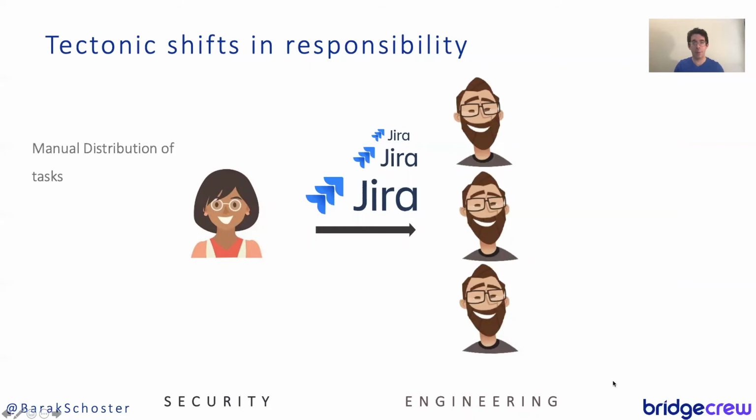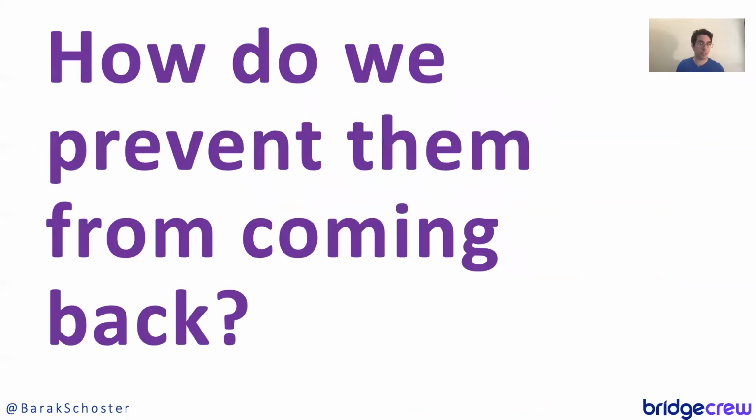So we have this Prowler report that we can take as security engineers to our DevOps across the different teams. And what we'll usually do is a manual distribution of those tasks. We'll open a Jira ticket to each and every team, but the team will then solve the issue.